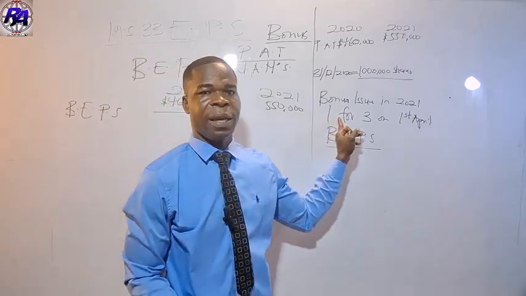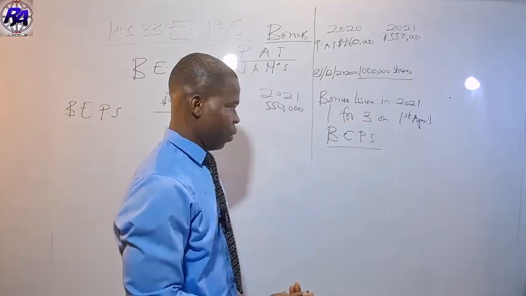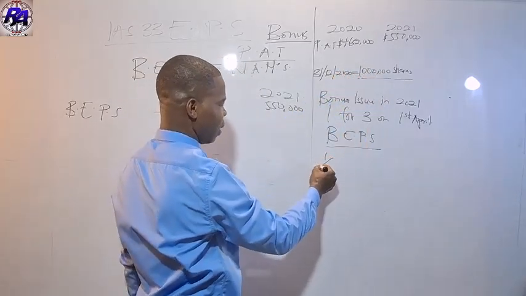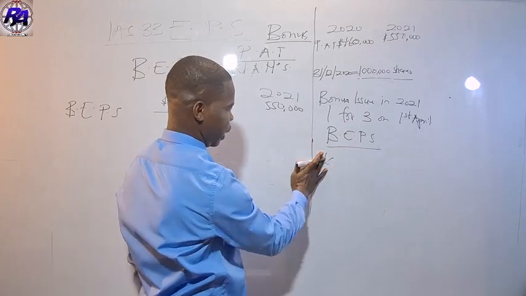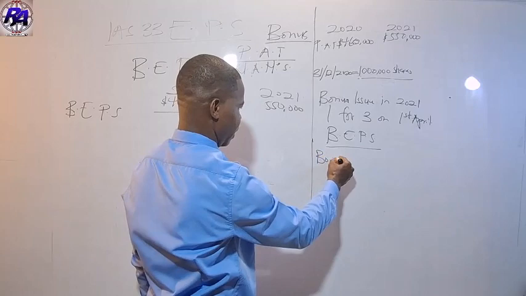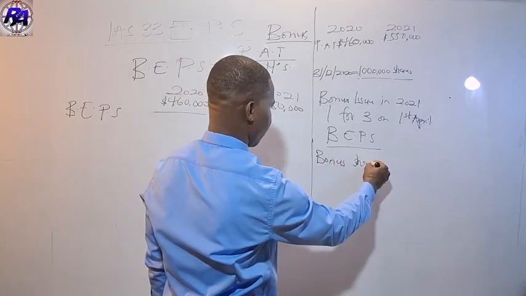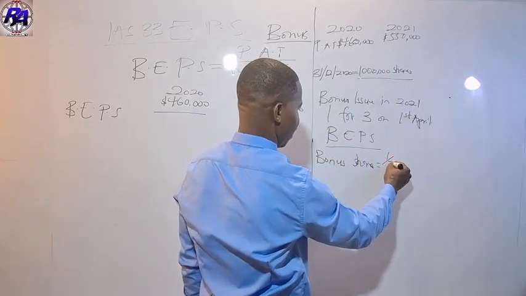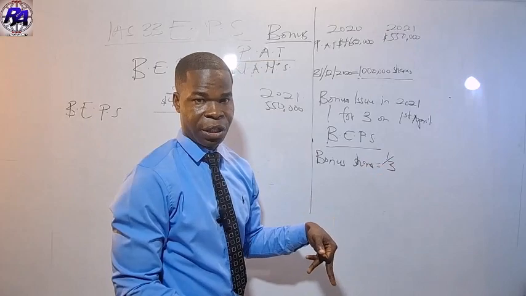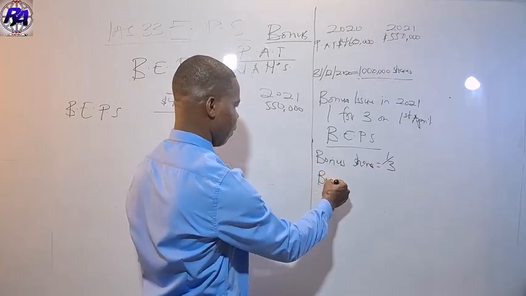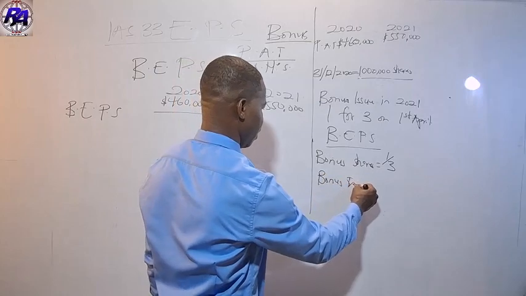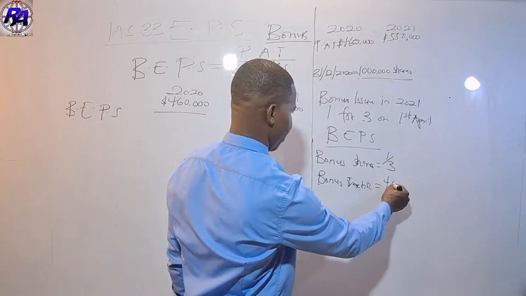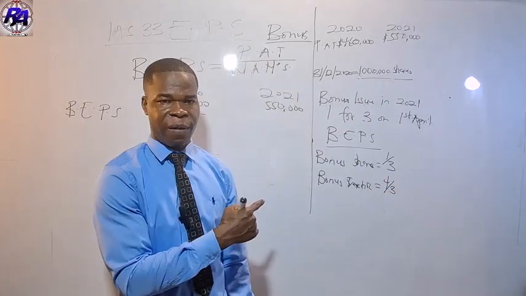So here we need to look at the bonus issue, the number of shares issued. The existing shares before the bonus issue is 1 million. So here we are going to have 1 divided by 3. This is how to determine the bonus shares. The bonus shares is going to be the 1 for 3, so 1 divided by 3. This is different from the bonus fraction. The bonus fraction would have been the summation of this plus this, which is 4, all divided by 3. That is going to be our bonus fraction.